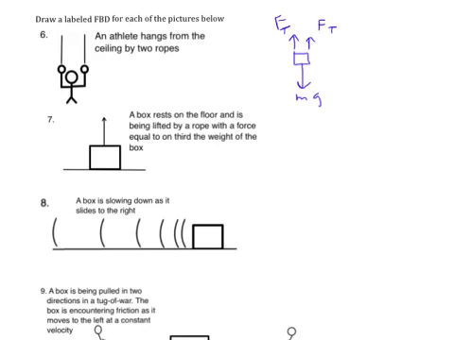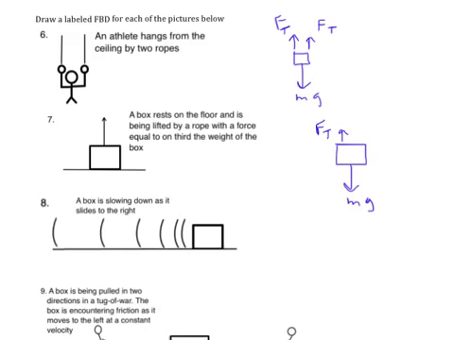Alright, number 7, a box rests on the floor. It is being lifted by a rope with a force equal to 1/3 the weight of the box. Alright, let's see how well we're understanding this. I have a box. It has a weight of mg. Now, it's got a force acting upwards by a rope, and that's making a tension force equal to 1/3 of this length here. So I'm going to try to draw an arrow that's 1/3 as long as this. And keep in mind, it's hard to draw with this stylus, but here I go. There it is. And I'm going to label that one force T for tension.